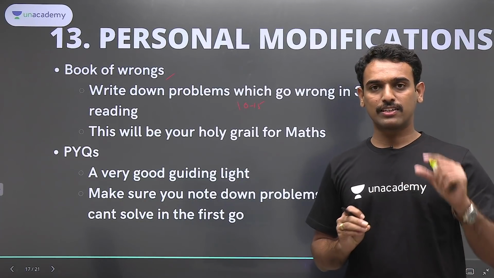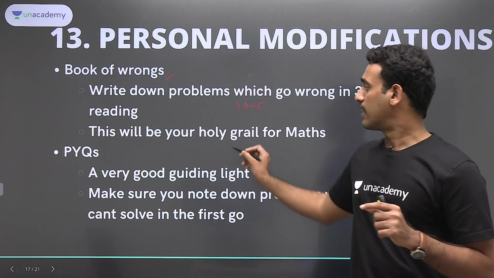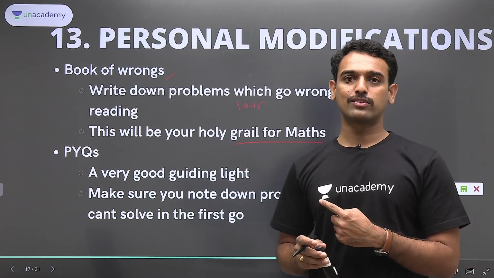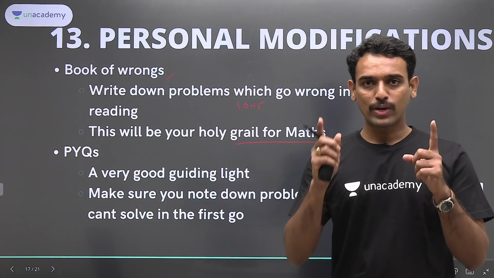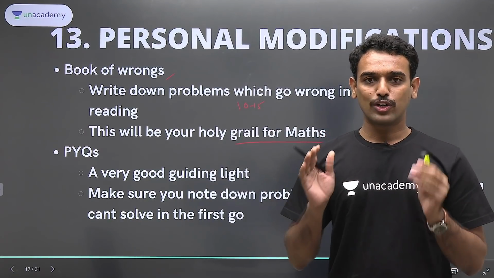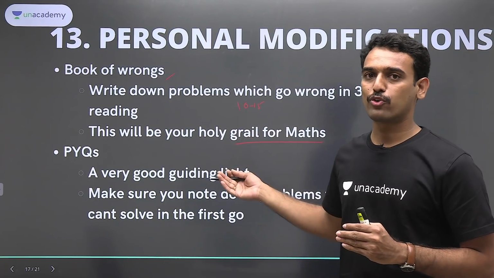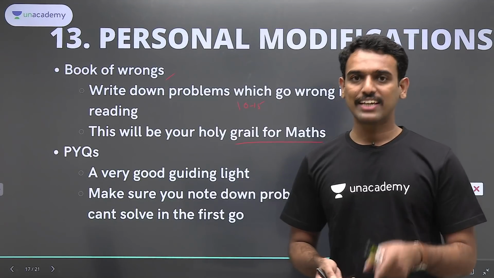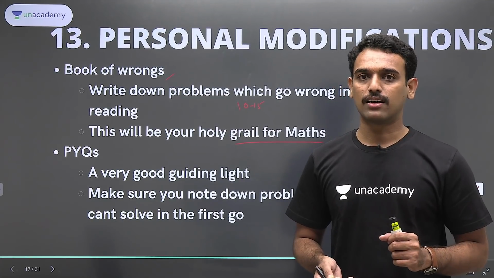This is the revision which you need to do again and again, and this will be your holy grail for mathematics. And remember, the book of wrongs is going to be very useful in that 1 week between your GS papers and your language papers. If you are able to go through this book of wrongs, it will guarantee you 60 to 70 marks in mathematics as your optional.